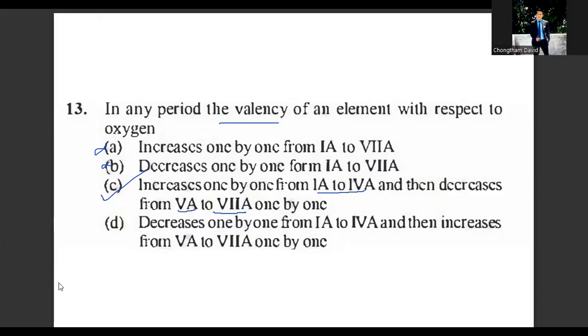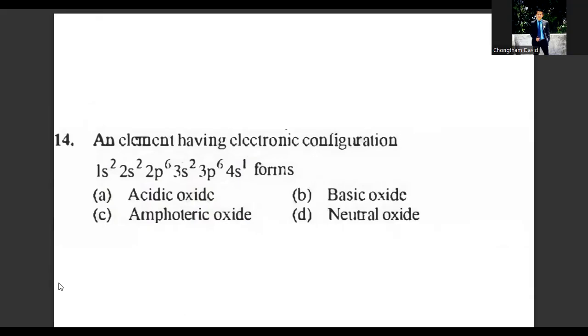Let's read question number 14. An element having electronic configuration 1s2, 2s2, 2p6, 3s2, 3p6, 4s1. What is this element? 3s2, 3p6, 4s1 means, is it not potassium? And it is an alkali element. It is the electronic configuration of potassium.